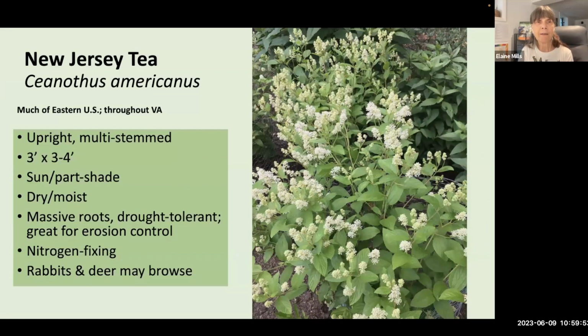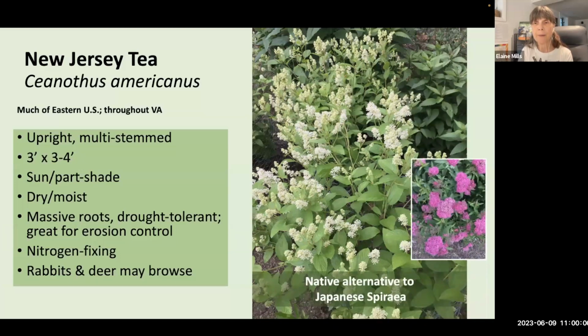New Jersey tea, Ceanothus americanus, is probably the shortest of the shrubs I'm describing today, upright and multi-stemmed in habit. It can grow in sun to part shade, a great native alternative to Japanese spirea. This is ideal for use as a ground cover plant on dry slopes because it has a massive root system, making it very drought tolerant and great for erosion control. One note is that you'll want to site it carefully because it doesn't transplant well.